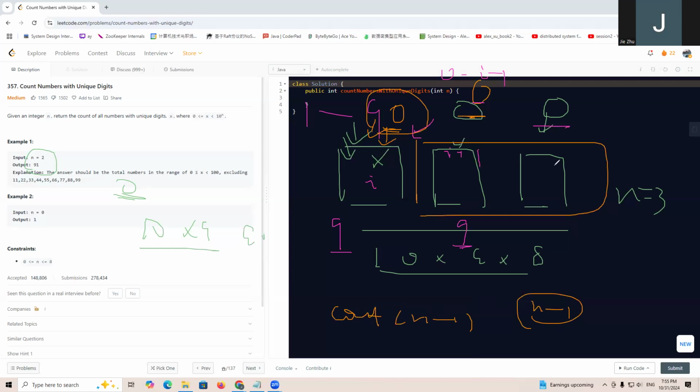And then for the third one, we have 8 choices because we cannot choose i and another j, so we have 8 choices. So the result will be count of n minus 1 plus 9 multiplied by 9 multiplied by 8 and so on, with n minus 1 numbers to multiply. If we analyze this, we can write this question in a recursive way.